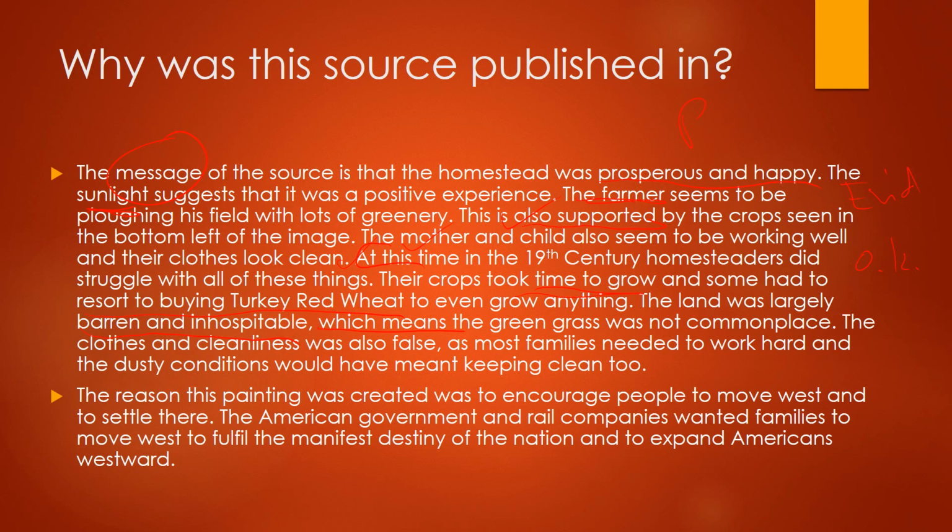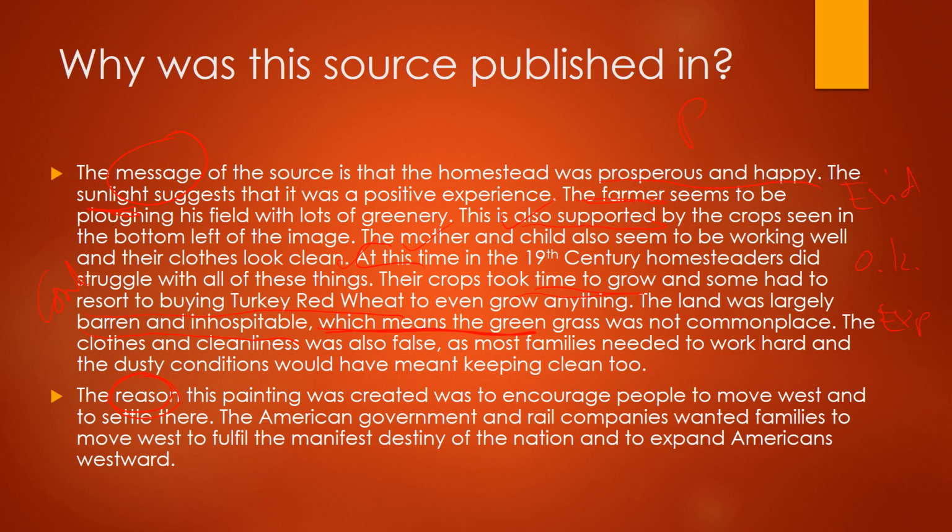Here's my explanation, which means that the green grass was not commonplace. The clothes' cleanliness was also false, as most families needed to work hard, and the dusty conditions would have meant keeping clean was difficult too. So we've gone message, we've gone context, all in there. And now the last bit is the purpose. Oh look, and I've gone the reason. So that's really made it clear that I've gone message, context, purpose.